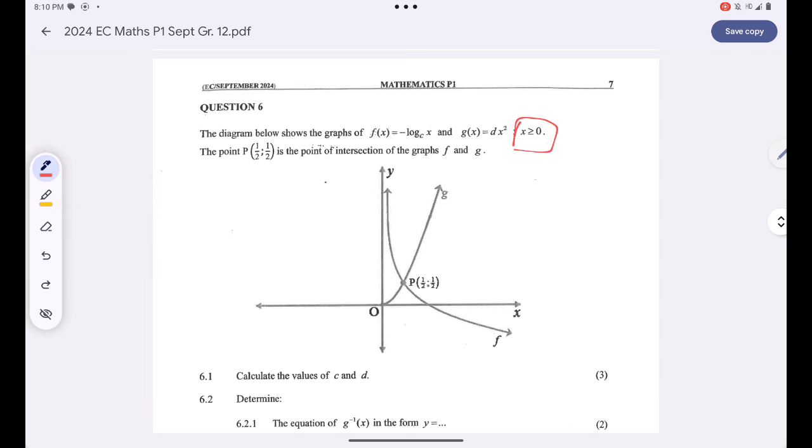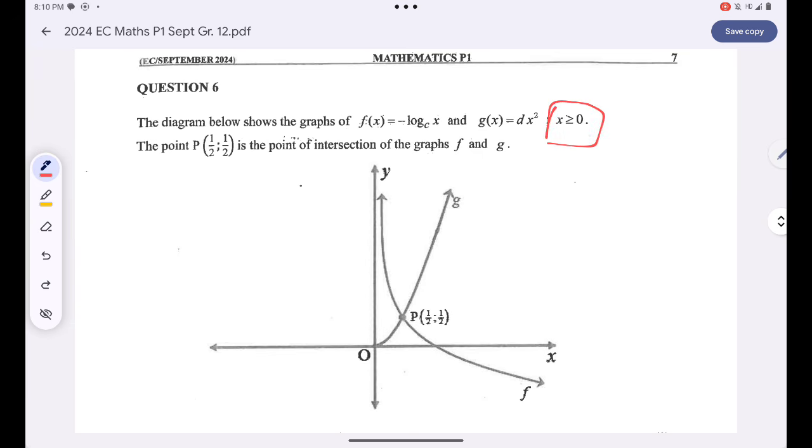Okay, let's first find the value of d, because it's easy. I know that g(x) is equal to d multiplied by x squared. I can simply substitute an extra point that I have to find the value of d. So I know that y is a half, and the corresponding x value is also a half. So this will be 1 over 2 is equal to d multiplied by 1 over 4.